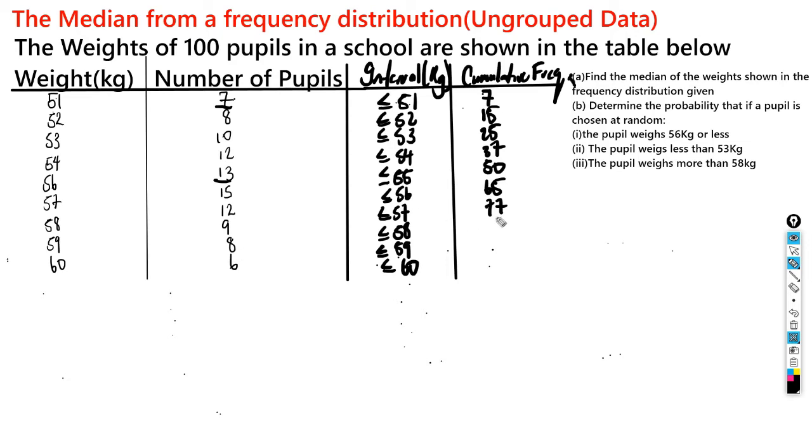77 plus 9, which would be 86. Then 86 plus 8, which would be 94. And 94 plus 6 would give me 100, right? All right, so we're pretty much cool there.